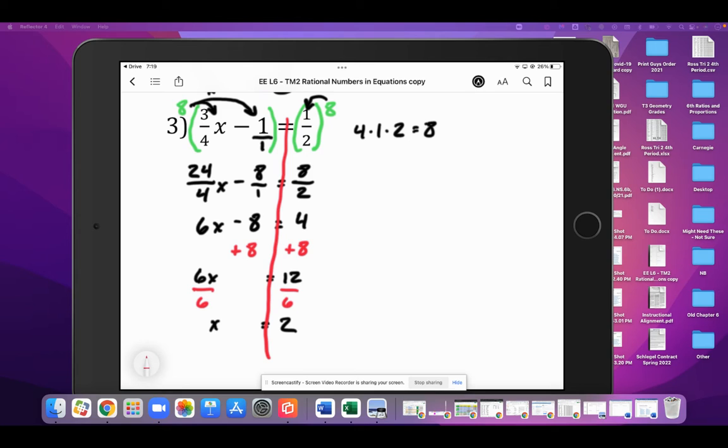So I'll pause the video, or I'll talk through this one more time. So I found a common denominator. It doesn't have to be the least common denominator. I could have used 4. I could have used 8. I could have used 12 or 16 or 20. I could have used any number that 4, 1, and 2 all go into, and I would have ended up with the same answer.